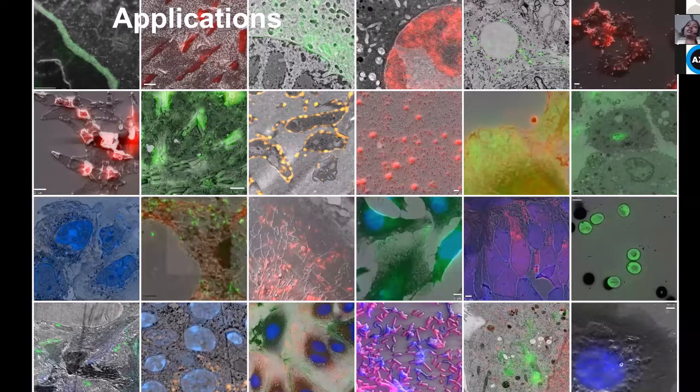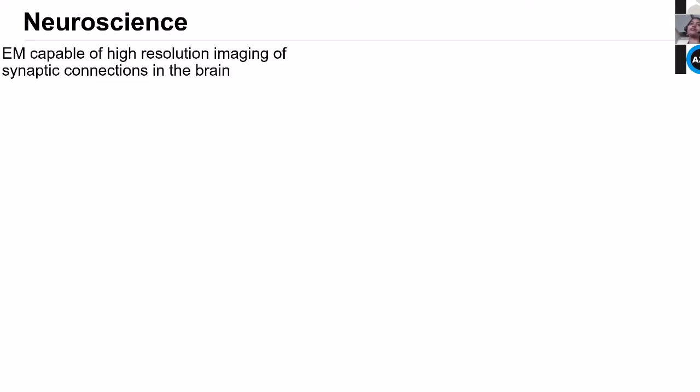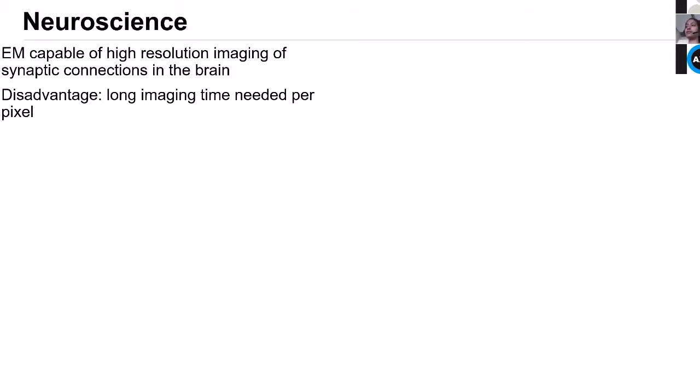So now that brings us to some applications of the SECOM system. One of the important applications that we are working on is in the field of neuroscience. Electron microscopy is capable of high-resolution imaging of synaptic connections in the brain. This is one of the main fields of research in neuroscience. But the disadvantage of electron microscopy here is that you need a long imaging time per pixel, because it's not a one-shot illumination, but it requires scanning of the E-beam pixel by pixel across the whole image.